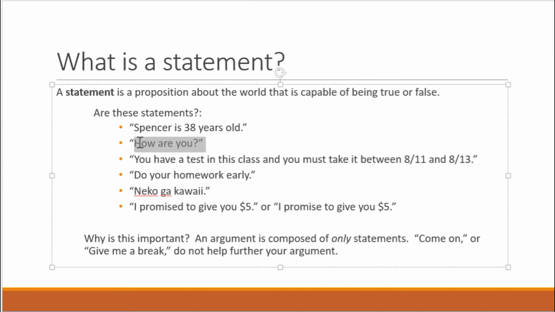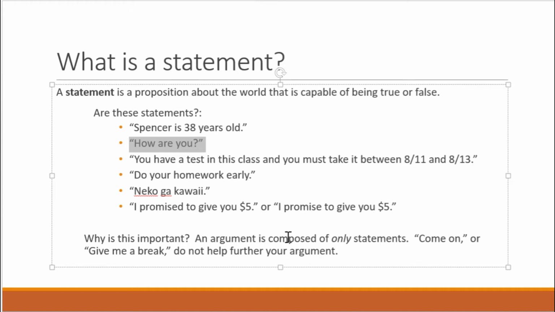How are you? That is not a statement. That can't be false or true. Imagine if you were coming up to meet a friend and they're like, oh, how are you? And you said, liar. It wouldn't make any sense. So that's a question. In response, you would give them a statement. Oh, I'm fine. You could be telling the truth, or you could be lying about that. But the question itself, any question, cannot be a statement.